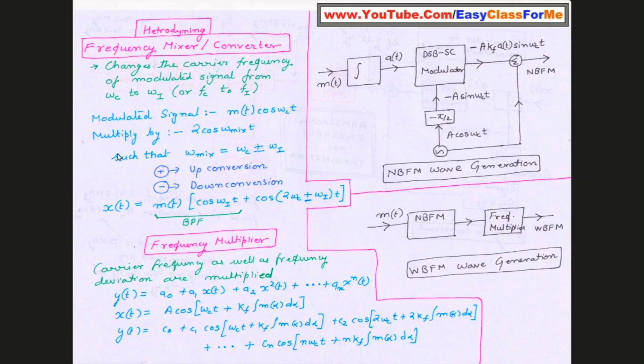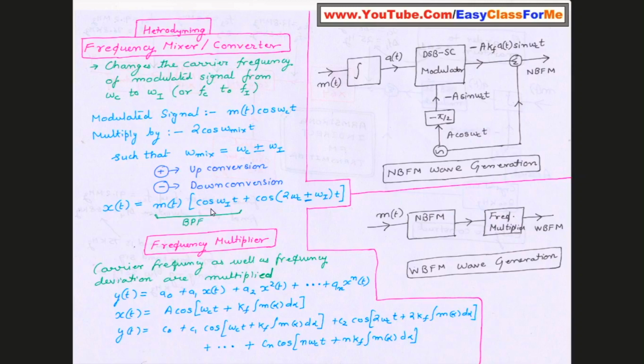So to be able to do that, we multiply this by another cosine signal such that its frequency is omega mix. And what is this omega mix? Omega mix has to be omega c, which is the frequency of the original carrier, plus minus omega I. This omega I frequency is the frequency which we desire to have in the carrier signal. After this multiplication and some simplification, if you solve your equation, you will get this final answer, right? m(t) into cos omega I t plus cos of (2 omega c plus minus omega I) t.